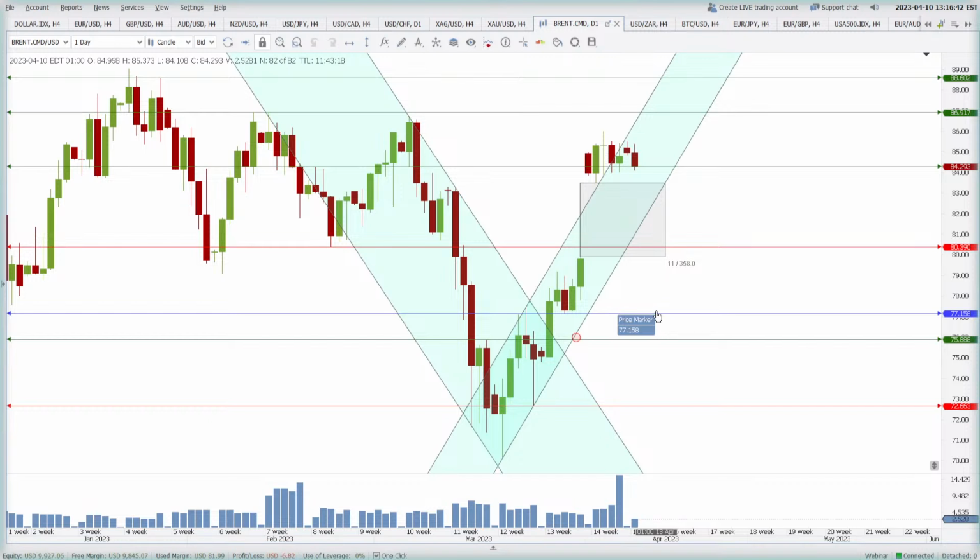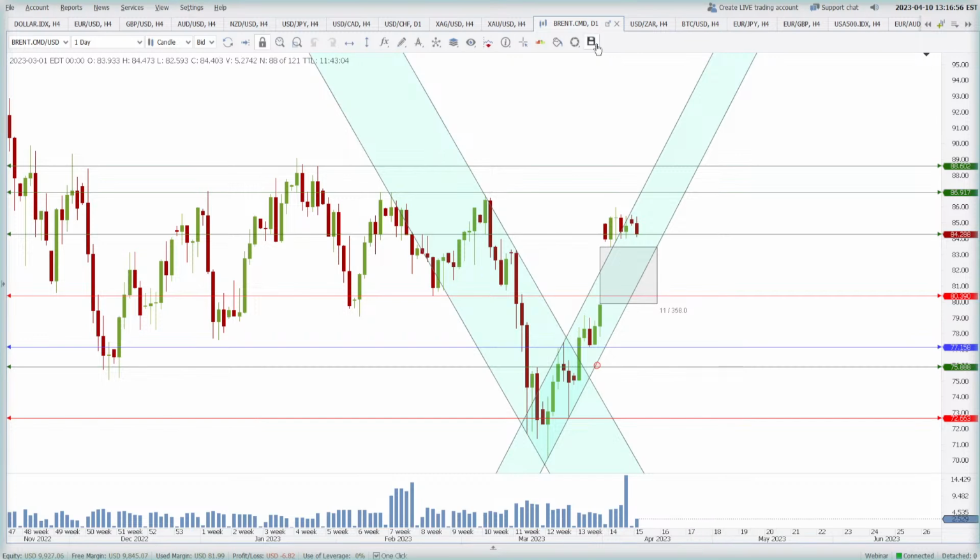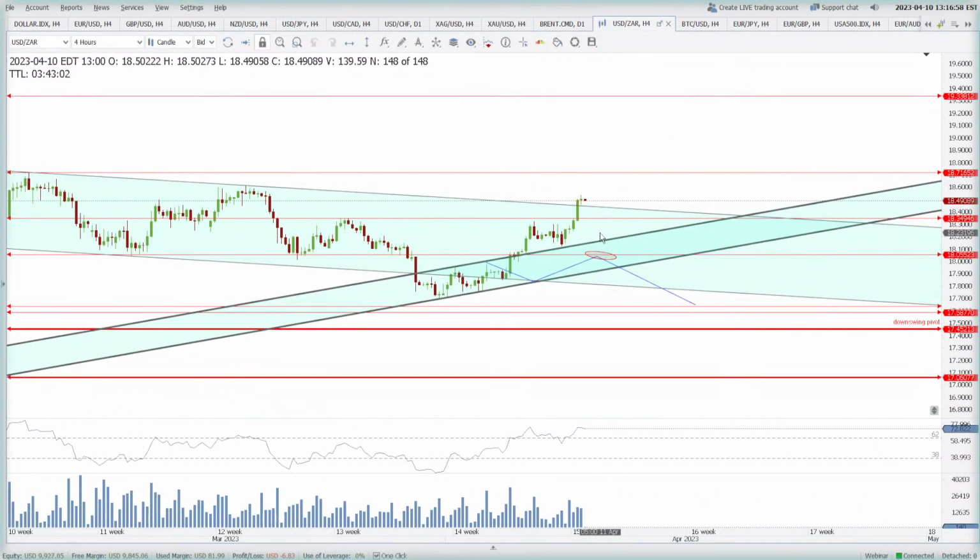So the price must take support around 77.15, but before that, I think around 79.85 it can take support, which is the low of this gap. All right, guys. I'll not be asking you to sell this market because this is making higher highs and higher lows already. All right, USDZAR, what is it doing?